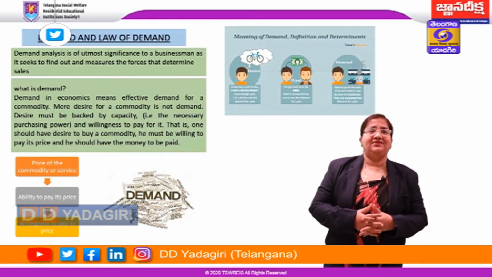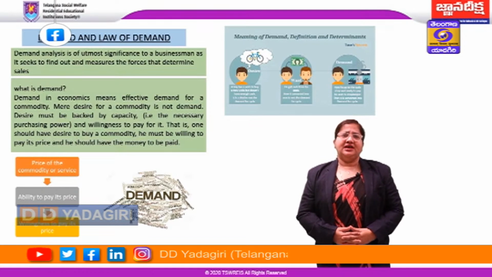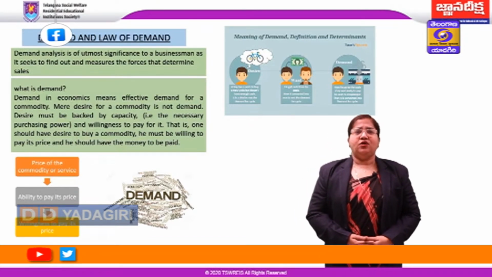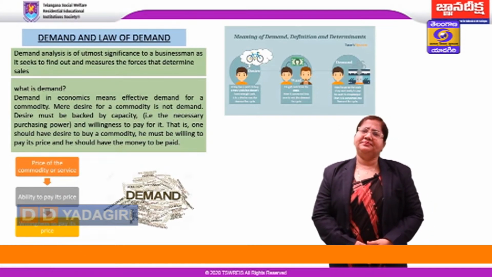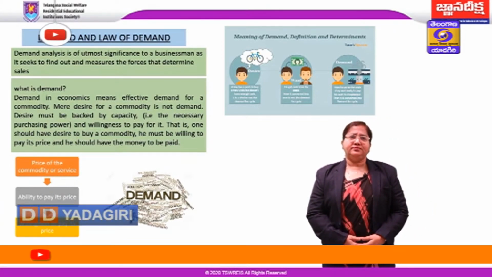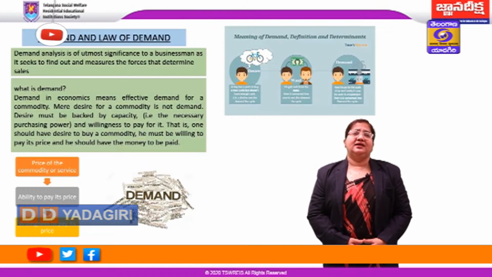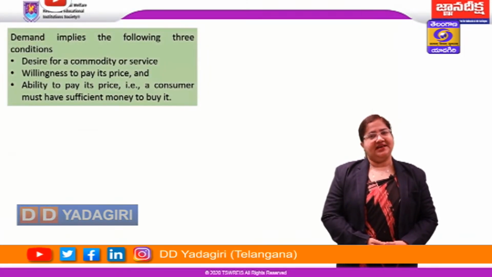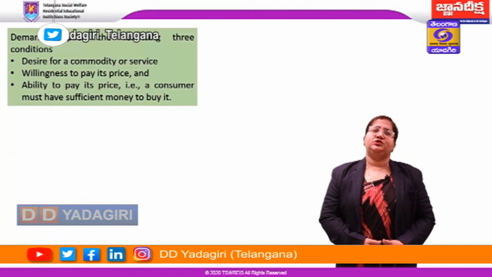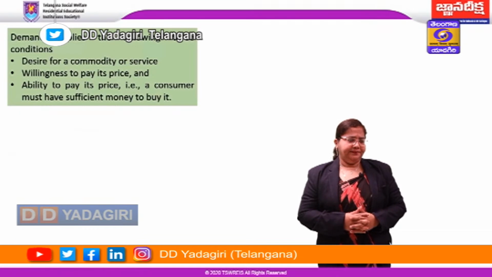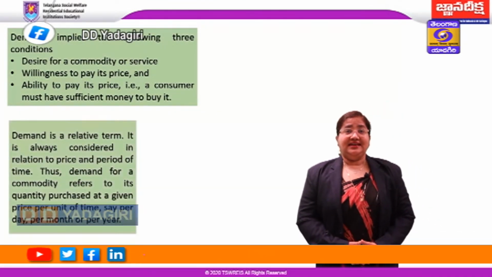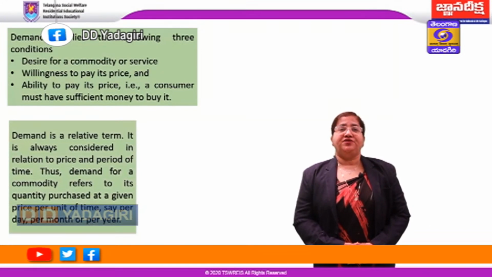A person may have a desire for a TV, but unless he has enough money to buy it, his desire cannot be said to be a demand. Yes or no? So demand implies the following three conditions. The first one is desire, second is ability to pay its price, and third is willingness to pay its price. We'll move forward. Further, demand is a relative term, always related to price and per period of time.